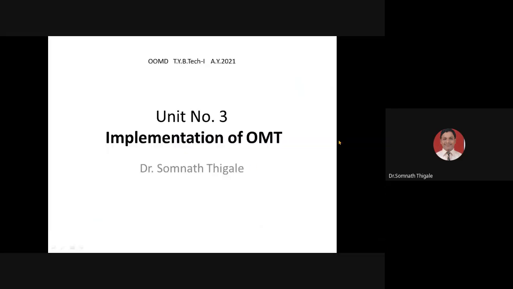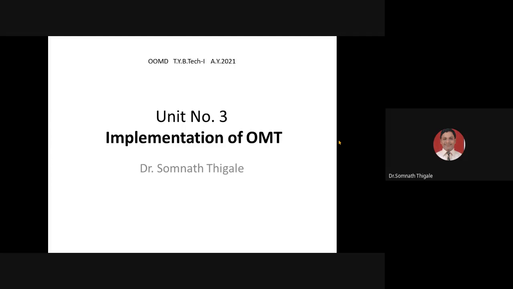So let's start with the third unit, that is implementation of object modeling techniques. It is a purely theoretical concept, but it will brush up our basic idea regarding what is OMT, what are the advantages of OMT, and how OMT will be helpful for the implementation of the various models. Basically, it works with the object model, then the functional model, and then the dynamic model. We'll try to understand it with respect to implementation of OMT.